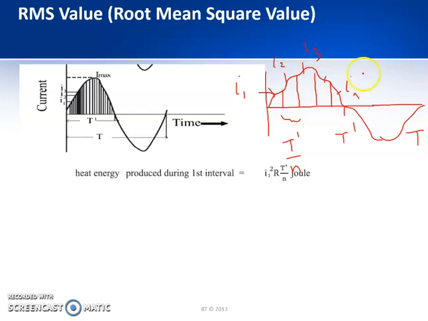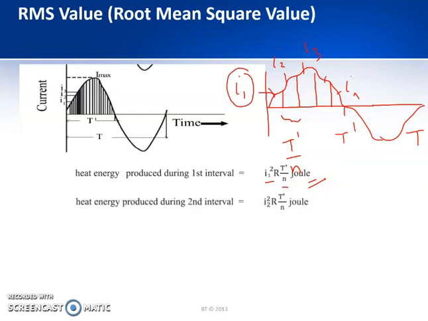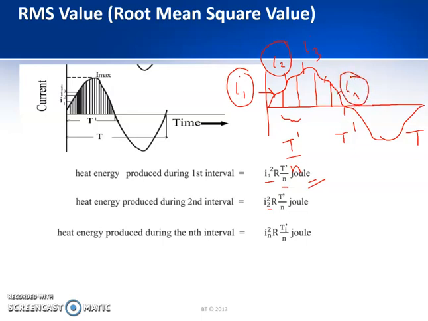Now the heat energy produced in the first interval is I1 square R into T dash by N. It is only for T dash by N time period, so that many joules. Similarly, the heat energy produced during the second interval will be I2 square into R into T dash by N. Then for the Nth interval, it will be IN square R into T dash by N, that many joules.